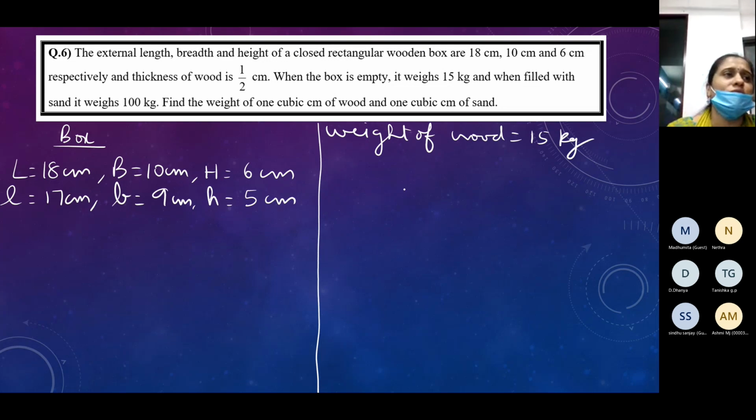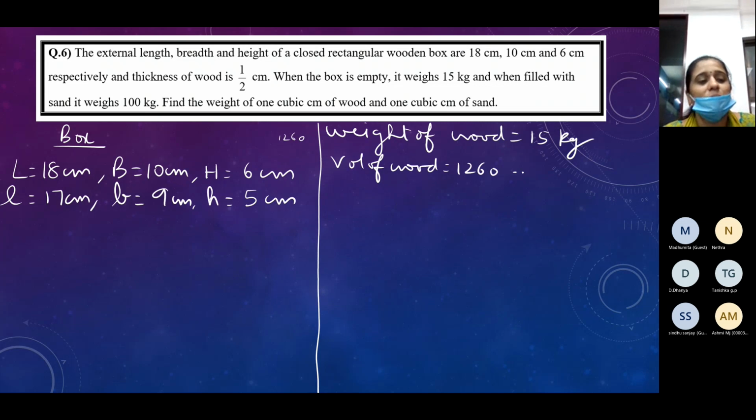Now, how will you find the volume of wood? External dimension minus internal dimension. External volume minus internal volume. Volume of wood will be external dimensions minus internal dimensions. So it is what, 18 into 10 into 6, how much is that? 6 8 48, 8 4 carry over. 1080, I think it is this. This is the external volume minus the internal volume.